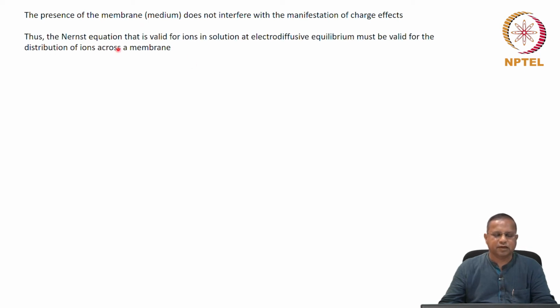Thus, the Nernst equation that is valid for ions in solution at electrodiffusive equilibrium must be valid for the distribution of ions across a membrane. Nothing prevents it, right? Think about it. You have a liquid medium, let us say, in which we derived the Nernst equation. Here, we're going to replace that liquid medium with a membrane. That's it.